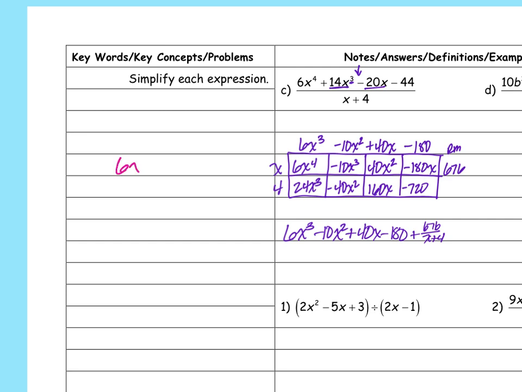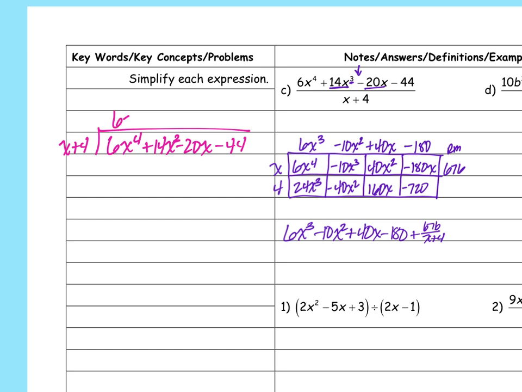So I've got 6x cubed. Oh, 6x to the fourth. Sorry, I'm looking at the answer instead of the problem. Let me start over again. 6x to the fourth plus 14x cubed minus 20x minus 44, and then x plus 4.